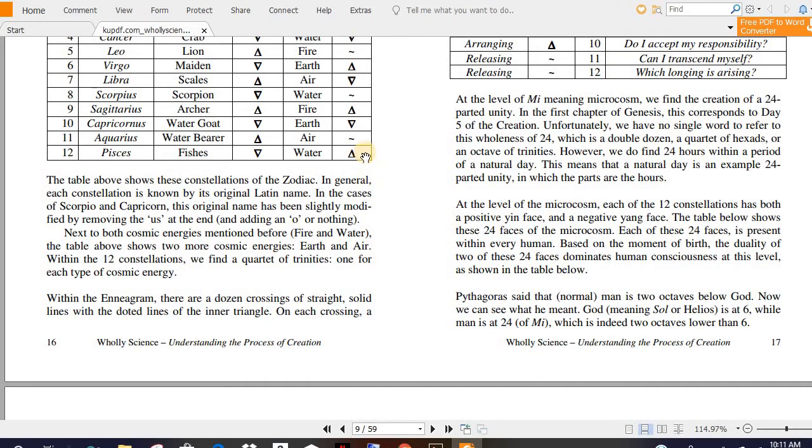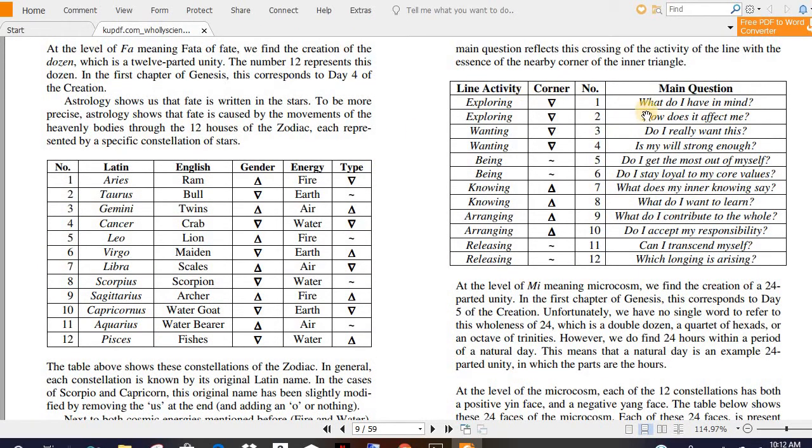At the level of me, meaning microcosm, we find the creation of a 24-parted unity in the first chapter of Genesis. This corresponds to day 5 of creation. Unfortunately, we have no single word to refer to this wholeness of 24, which is a double dozen, a quartet of hexads or octave of trinities. However, we do find 24 hours within a period of a natural day. This means that a natural day is an example of a 24-parted unity in which the parts are the hours. Awesome. So each hour of the day, you can contribute to one of these things.